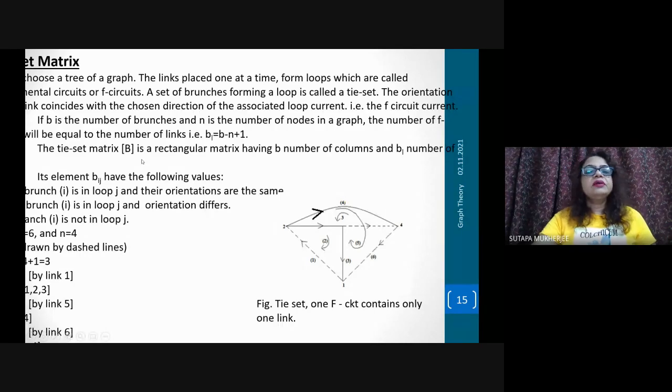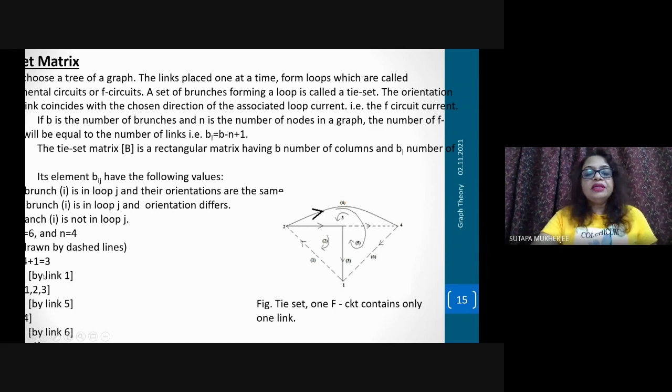Tie set matrix B is a rectangular matrix having B number of columns and L number of links. Okay. So its element Bij having the following values. Branch i is in loop j and their orientations are the same. I will explain it. Branch i is in loop j and orientation differs.